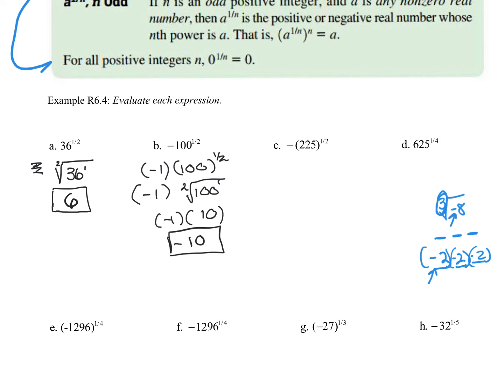On letter C, they already pulled the negative out for me, so I have a negative out front, and then in my parentheses, I'm going to do power over root, so 225 to the first power, square root. The square root of 225 is 15, so this is going to be -15.